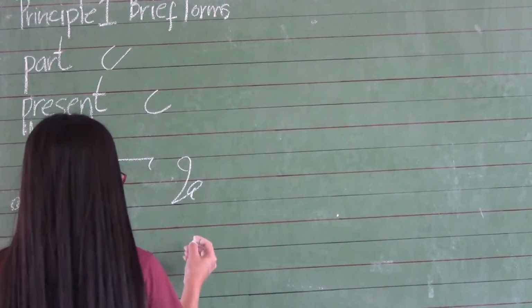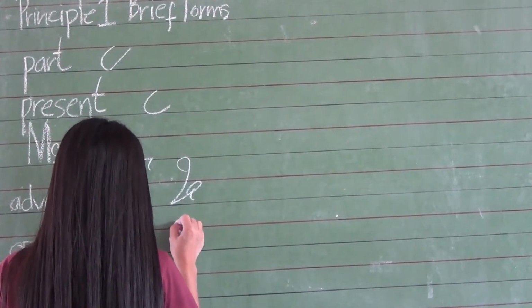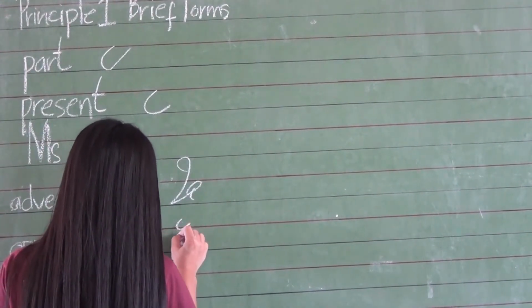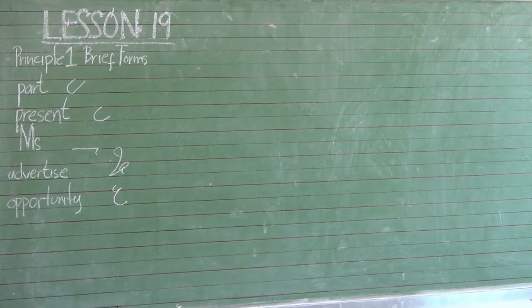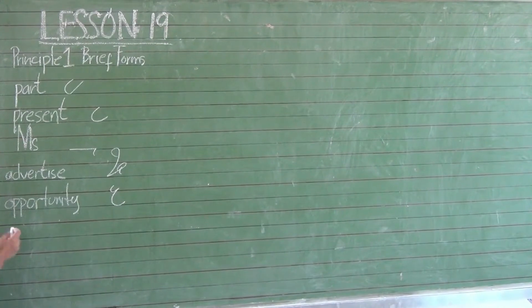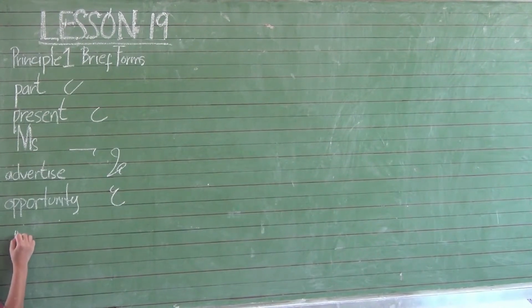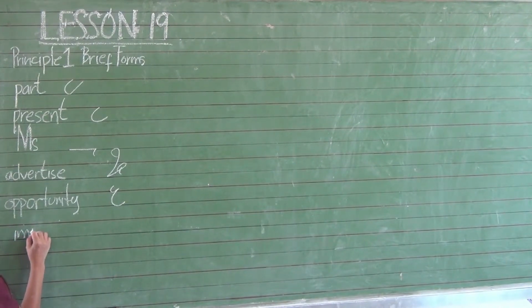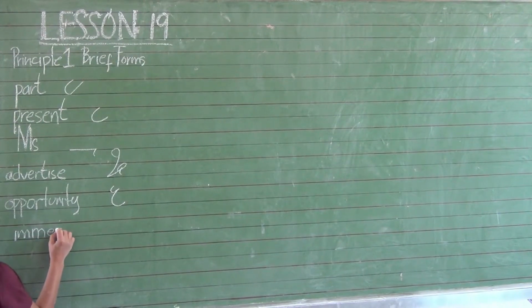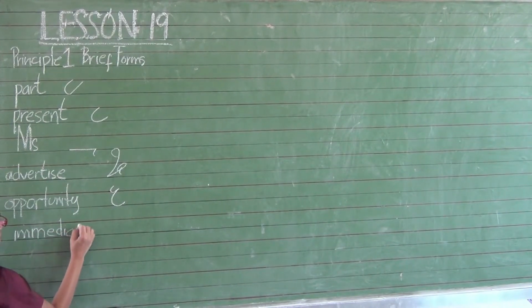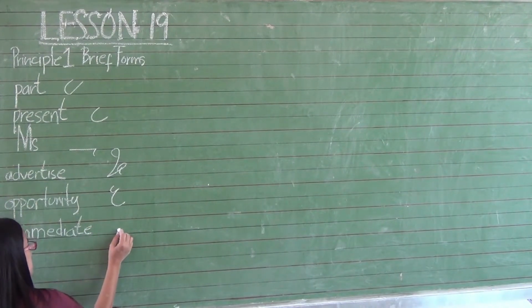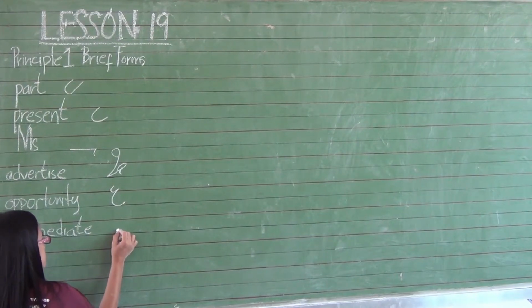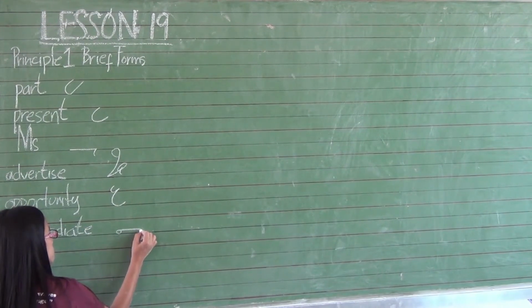Next, opportunity. It is represented by O, P stroke, R. The last brief form is immediate. It is represented by E stroke, M, and E stroke.